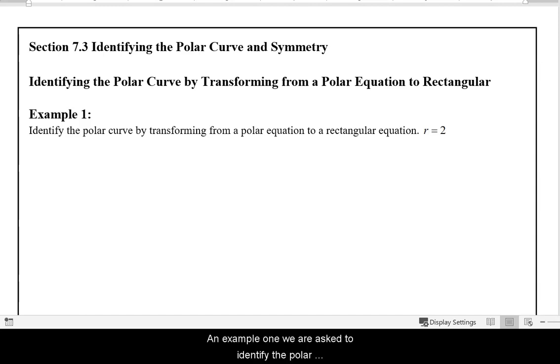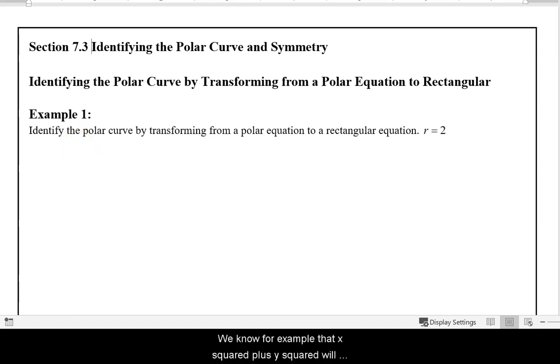In example 1, we are asked to identify the polar curve by transforming a polar equation into rectangular equation form. This is a very simple equation in polar form. Let's see what it looks like in rectangular form. Remember that in order to convert from polar equation form to rectangular or vice versa, we have some basic relationships. Here are the relationships we have so far.